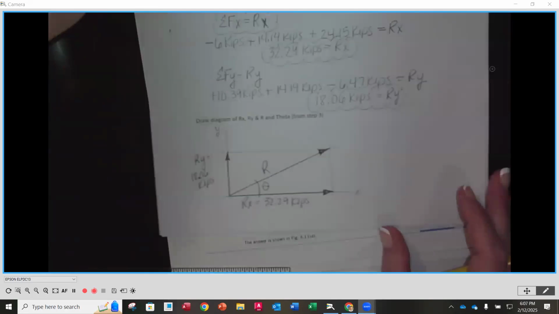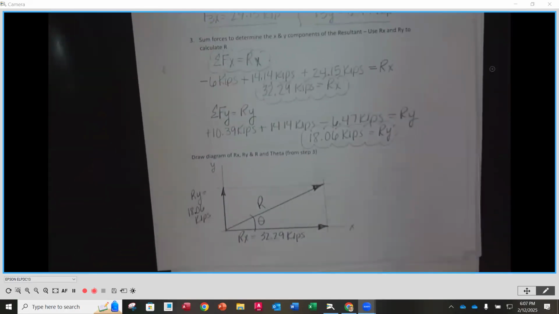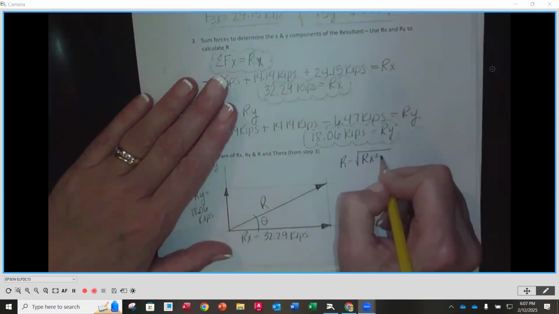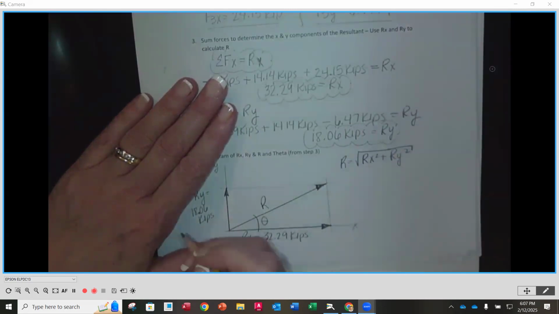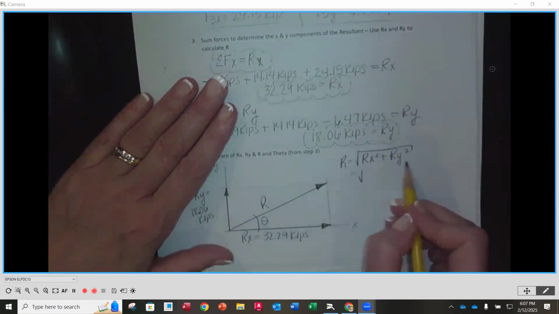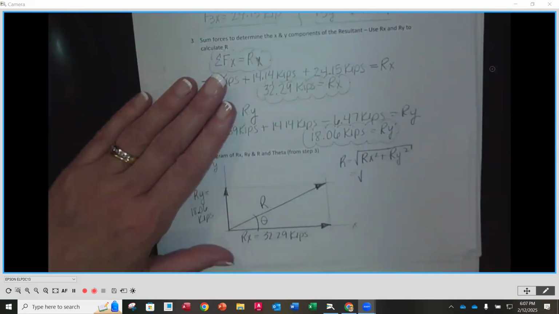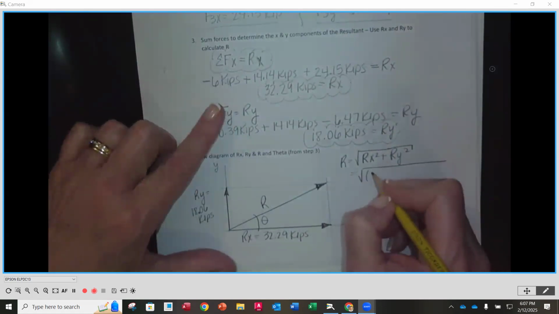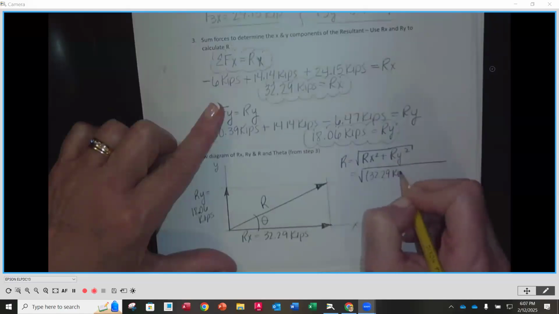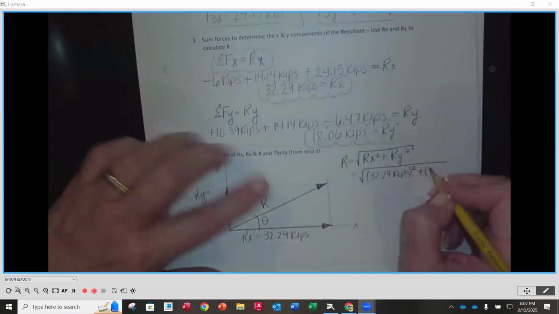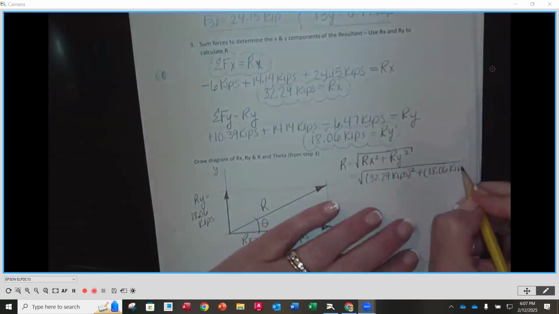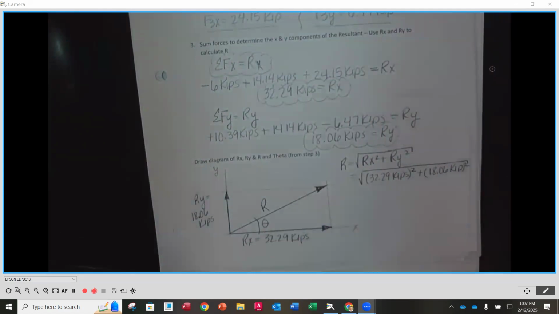Okay. Just wanted to be sure it wasn't calculating that in another spot. So to find R, capital R, we can say that R is equal to the square root of Rx squared plus Ry squared, right? Now we're going to put our values in. So you need to write this. That's the equation in variable form, okay? Always. And now you're going to put your numbers in. So I know that I have 32.29 kips, square that, plus 18.06 kips. And I'm going to square that underneath the radical.